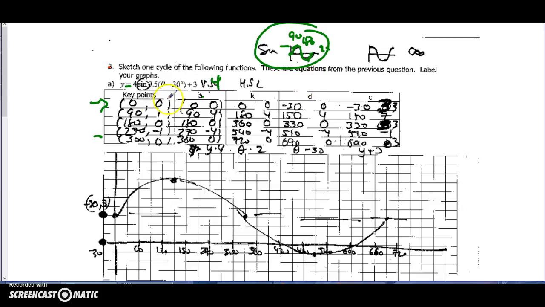So this would be 1. This would then come down to 0, 90, 0. Then I go down to -1. Then I go back up to 0. Then I go up to +1. So those would be my key points there. Let me get rid of those. Okay, so those are my key points.